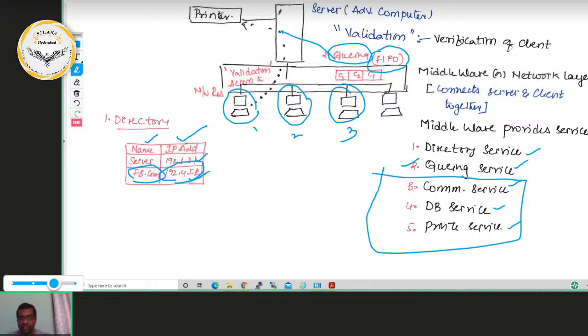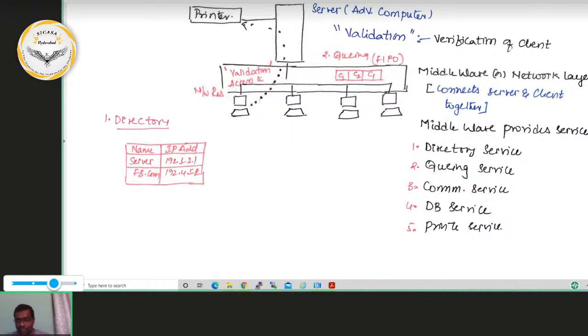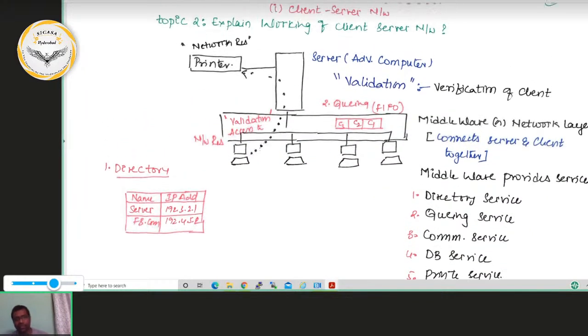So this is about the working of a client server network. How exactly does a client server network work? The basic important concept here is that you need to understand what a middleware is. It is a very important definition. What do you mean by middleware and what are the services it provides? So this is the second topic in client server network, the working of client server network.